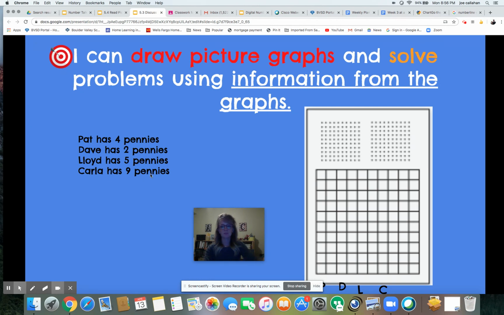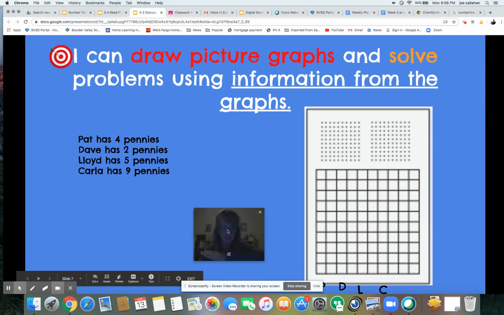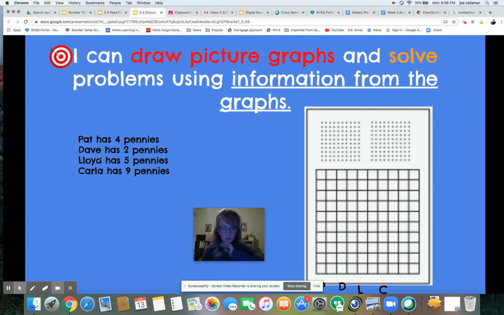Now last time, excuse me, we made a horizontal pictograph. I can already tell because I see letters down here that if the P stands for Pat, the D stands for Dave, the L stands for Lloyd, and the C stands for Carla, I can already infer this pictograph's going to go this way. Do you remember what that's called? That's right, vertical. So we are going to make a vertical pictograph this time.